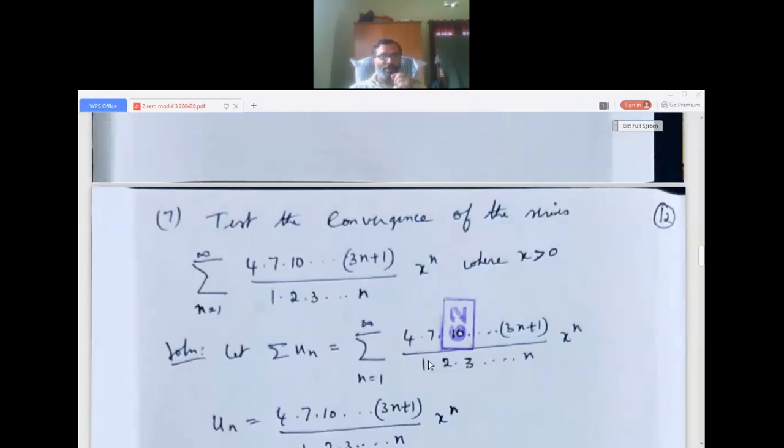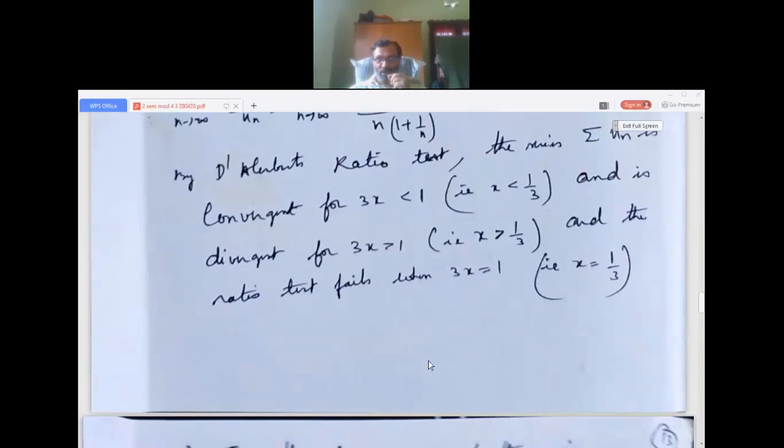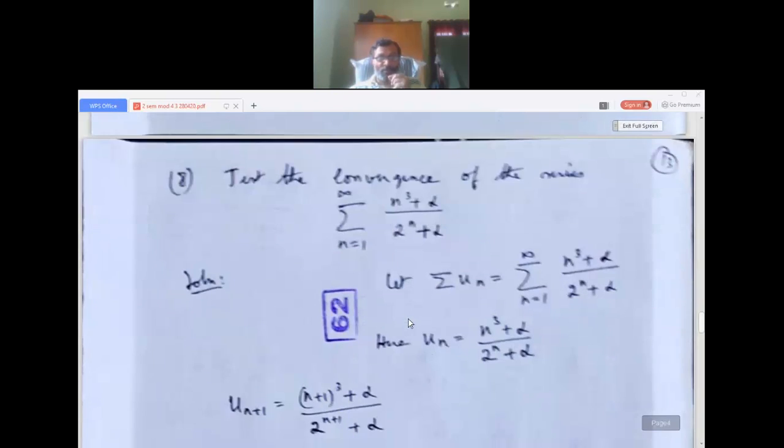So this is one problem, test of convergence by using D'Alembert's ratio test. So all are very important problems. Don't neglect any of the problems. So next, one more problem we'll see.